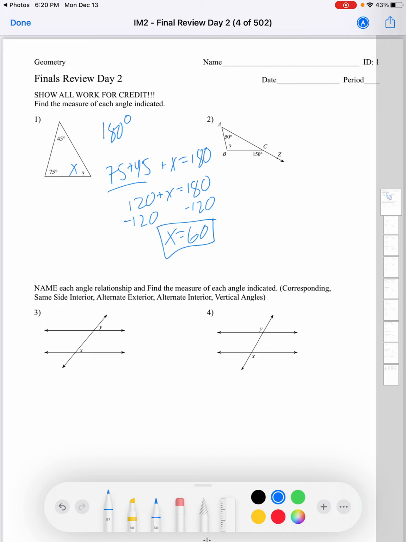Remember, you can always slow this video down on YouTube. Click that little gear setting, and you can slow it down to 75% if that's what you need.